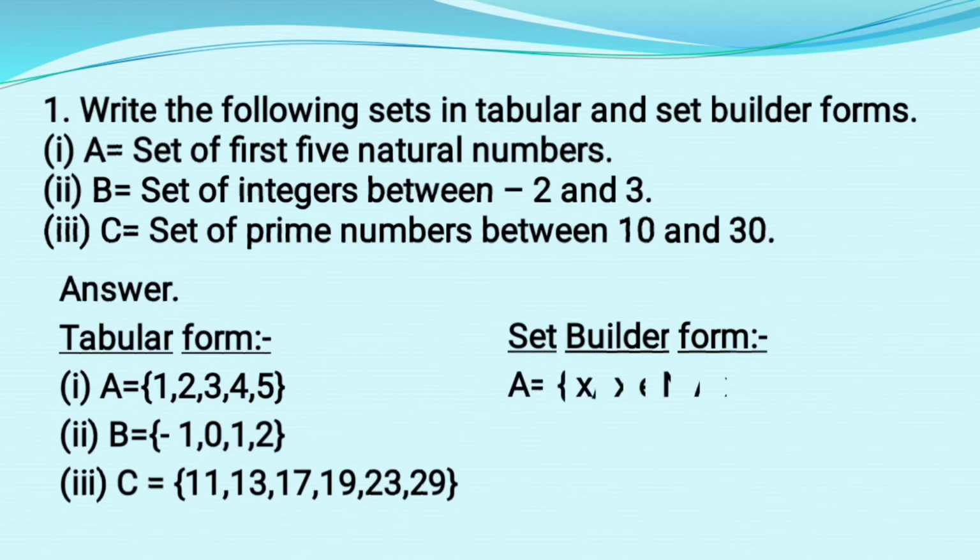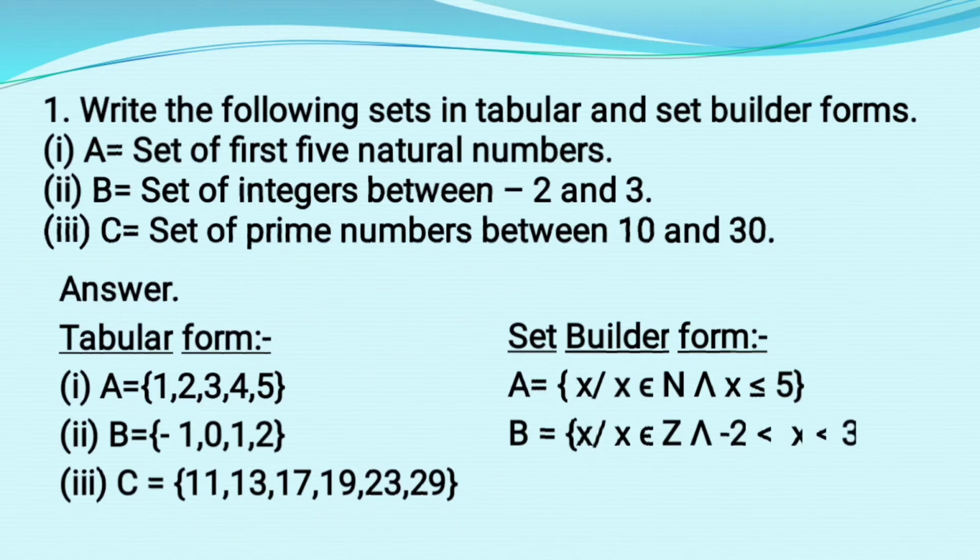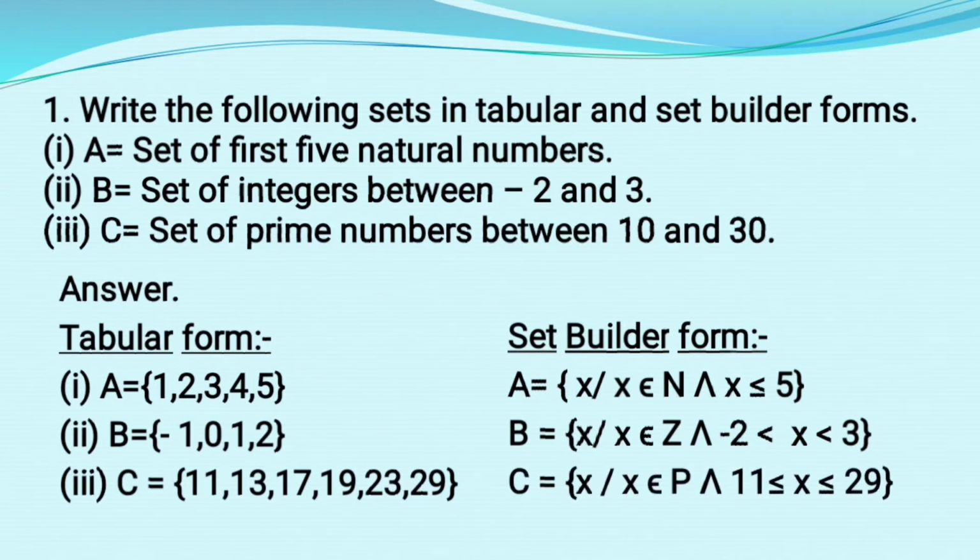A is equal to x such that x belongs to N and x is less than or equal to 5. B, x such that x belongs to Z and -2 is less than x and x is less than 3. C, x such that x belongs to prime numbers and 11 is less than or equal to x and x is less than or equal to 29.